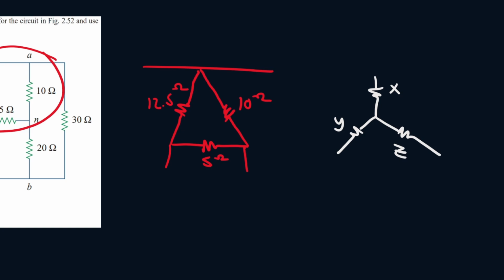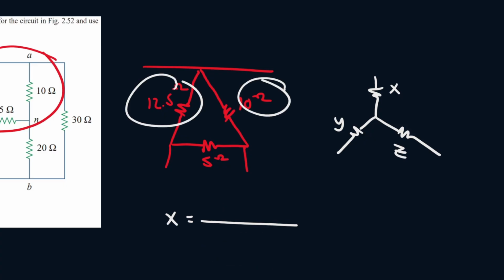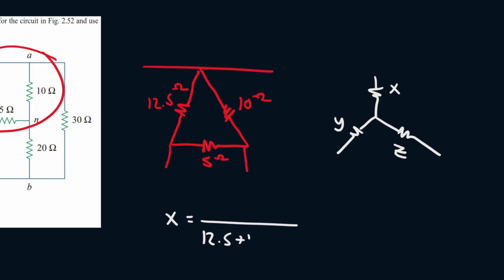So how do we find X, Y, and Z? So we'll start from here. There's going to be a number on the top, number on the bottom. So the bottom numbers are pretty much all three of these added up. So it'll be 12.5 plus 10 plus 5. Now the top part is where it gets tricky.